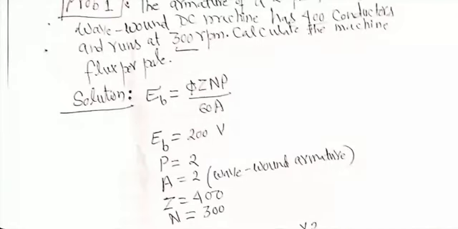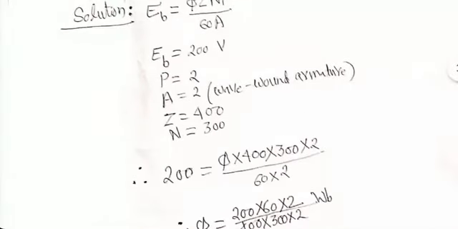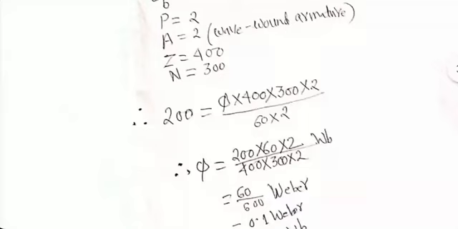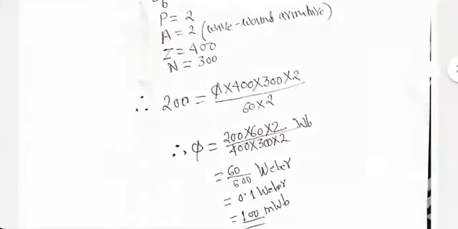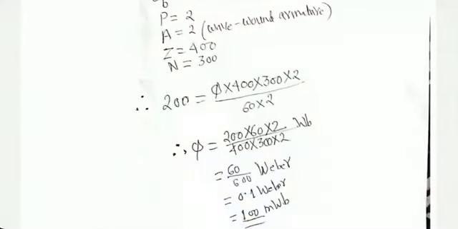So if you plug in all the values, the unknown is phi. 200 equals phi multiplied by 400 multiplied by 300 multiplied by 2, divided by 60 multiplied by 2. Solve it for phi, and you get 0.1 Weber, which is 100 milliweber.